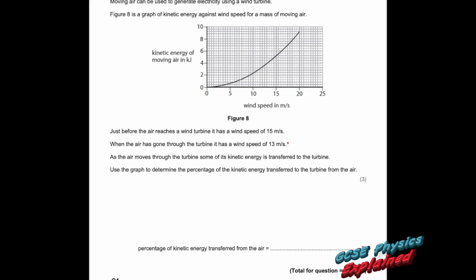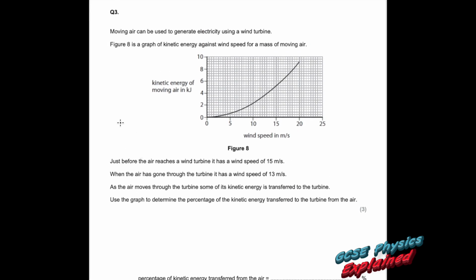Right, let's have a closer look at that graph. So what we've basically got is a wind turbine. Now, the wind comes into the turbine and it's at a speed of 15 meters a second. Now, when the wind's gone through the turbine, it's only at 13 meters a second. So in other words, it's lost 2 meters a second. So this wind turbine must be spinning at 2 meters per second. You know what I mean? And it wants to know, determine the percentage of the kinetic energy transferred to the turbine from the air.